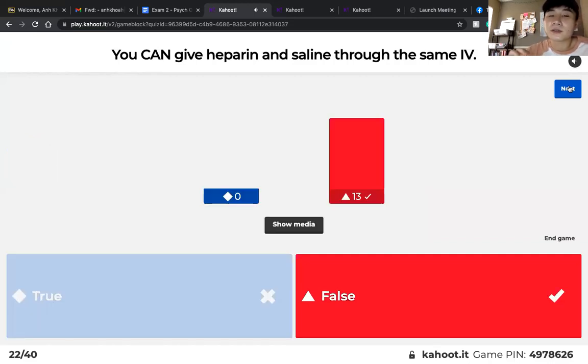Awesome. Please don't forget that you never give heparin with any other medication. It goes on its own, by itself. No piggyback, no nothing, just by itself.